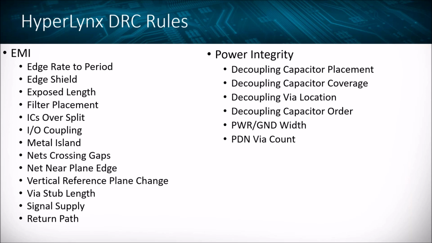Okay, so I'll just talk a little bit about this. This is showing every rule that would be included in the highest licensing level, that developer license. These are all the rules that you have in EMI. We can check exposed length, metal islands, nets crossing gaps, signal supply, and return path. Power integrity, we are able to check for decoupling capacitor coverage, as in, are there enough? And placement, as in, are they placed well? We can also look at the decoupling vias, the power and ground width, and the overall vias within your PDN, or power distribution network.